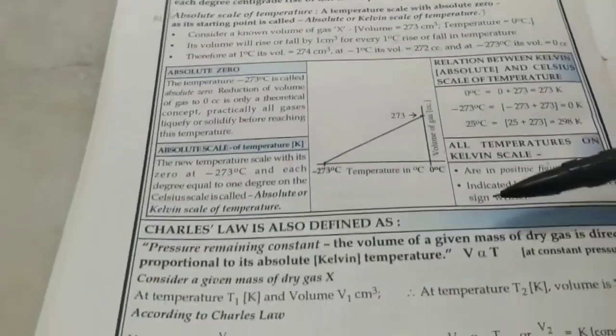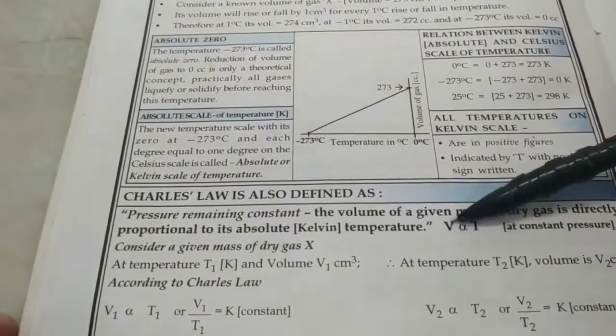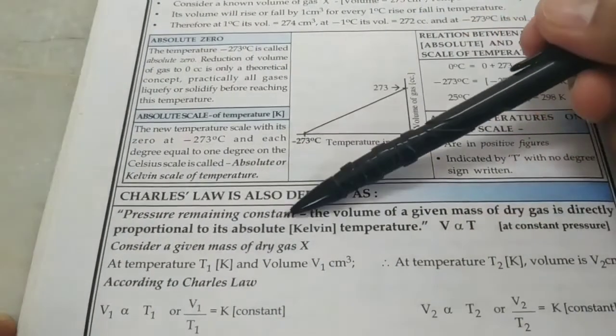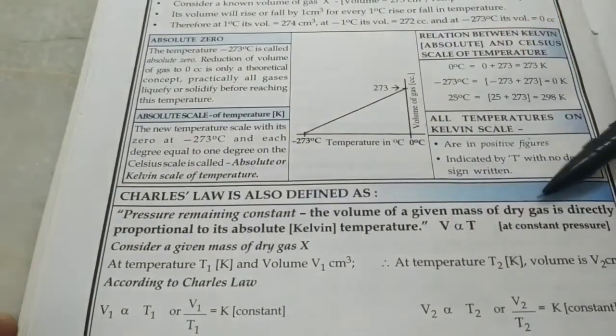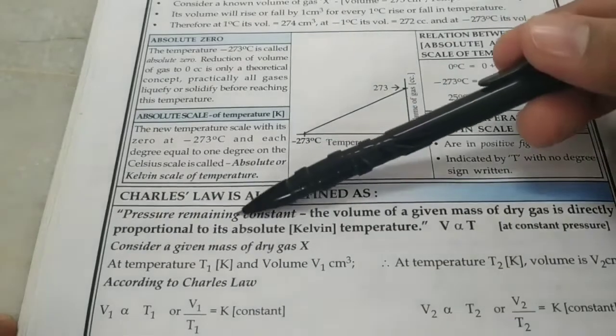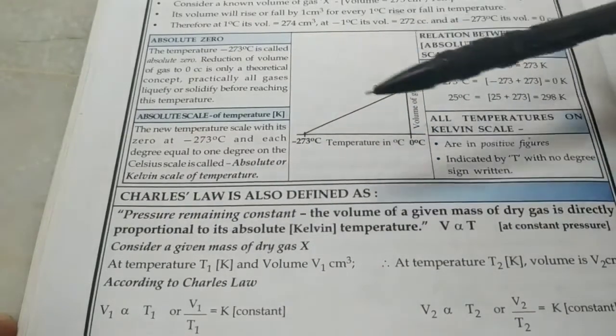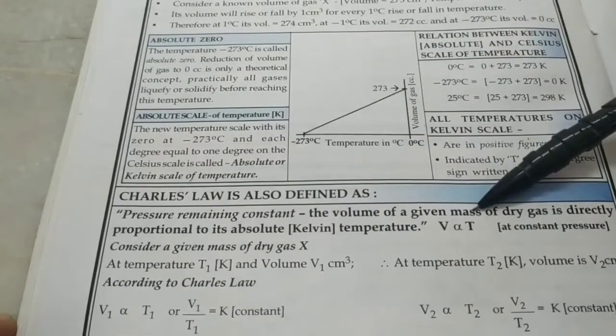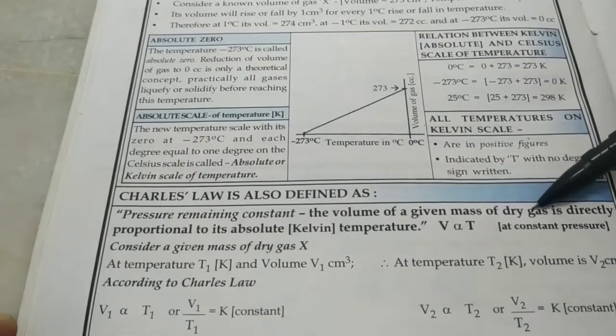So, Charles' law. Well, volume is directly proportional to temperature. But three things are constant. Pressure remaining constant, the volume of a given mass of a dry gas is directly proportional to its absolute temperature. Keywords. Pressure constant. Given mass, that is mass is constant. That doesn't change. Dry gas, no moisture allowed.